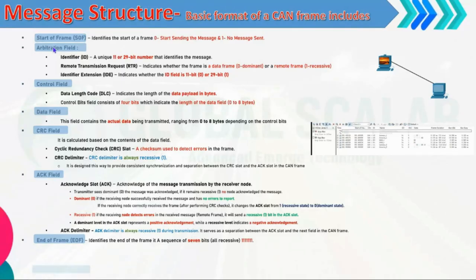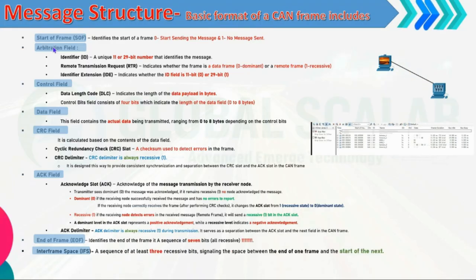To understand in detail, we will go into the specific fields of each one in the coming slides. And between each message or frame, we have some space or delay which we call the interframe space. It is the IFS, a sequence of at least 3 recessive bits, and it signals the space between the end of one frame and the start of the next one.